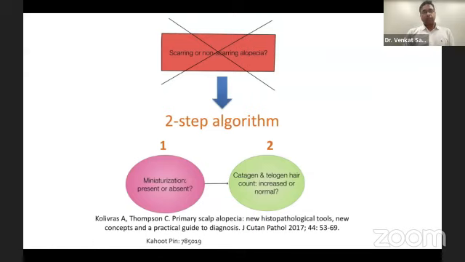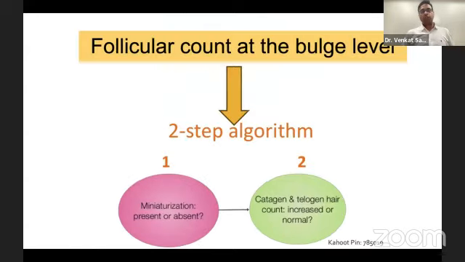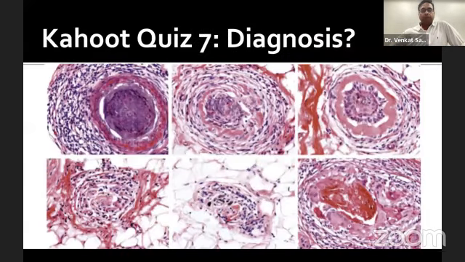So the traditional classification of scarring and non-scarring is now recommended to be done away with. Thompson and Colivaras in 2017 presented a paper where they suggest a two-step algorithm in classifying alopecia based on whether miniaturization is present or absent, and whether the count is increased or normal. Obviously, you also have signs of inflammation which you need to look at. I propose an additional third step where you look at the follicular count at the bulge level, which also gives you an idea as to how to evaluate this type of alopecia. I'll explain that in a second. Anyway, let's first do this quiz.